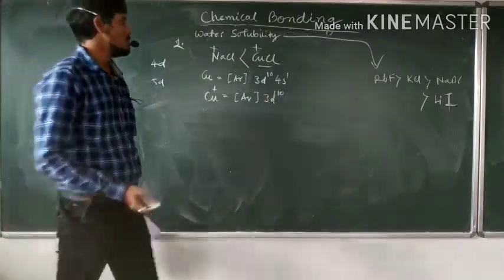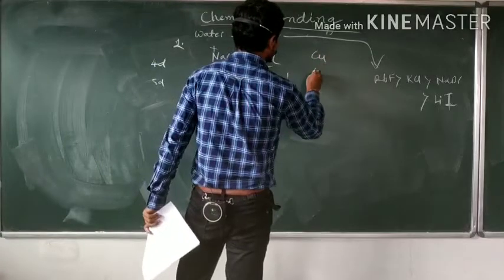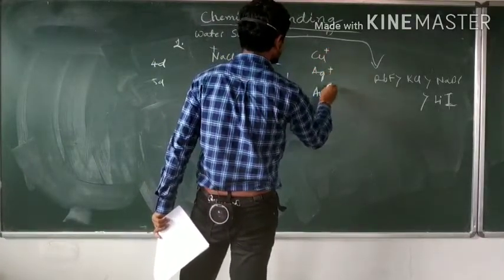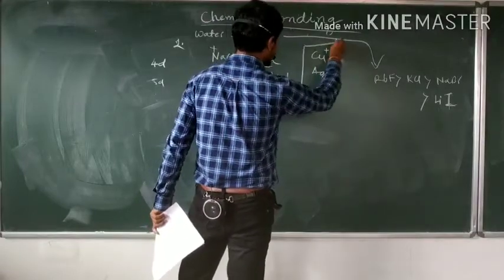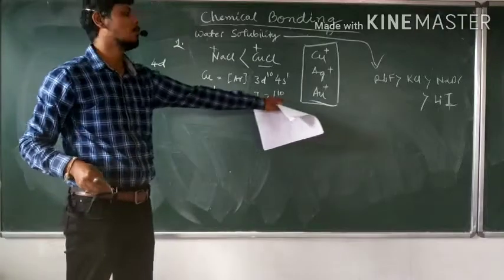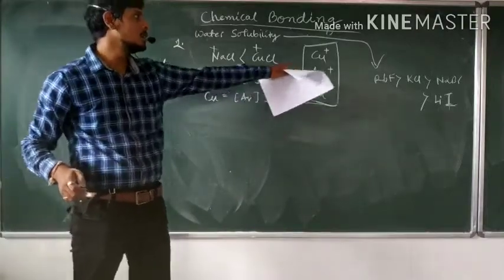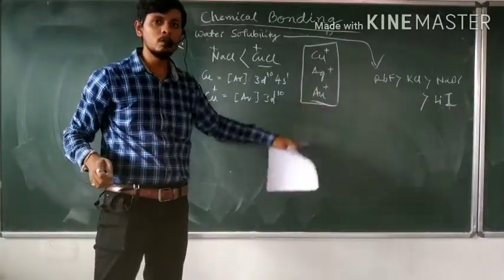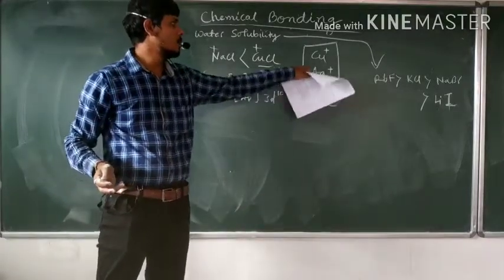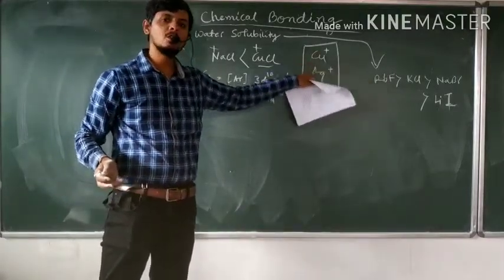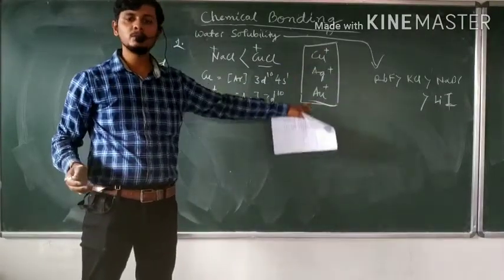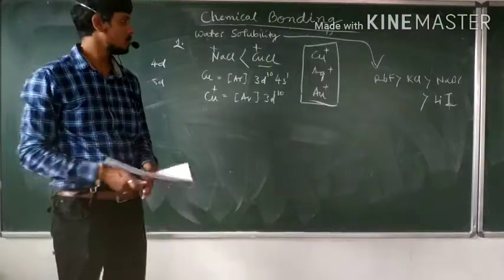Now similarly, copper, silver, gold. So copper positive, silver positive, gold positive. These three cations generally form compounds that have more covalent character. Why? 3d10, 4d10, 5d10, because they have pseudo-noble gas configuration.